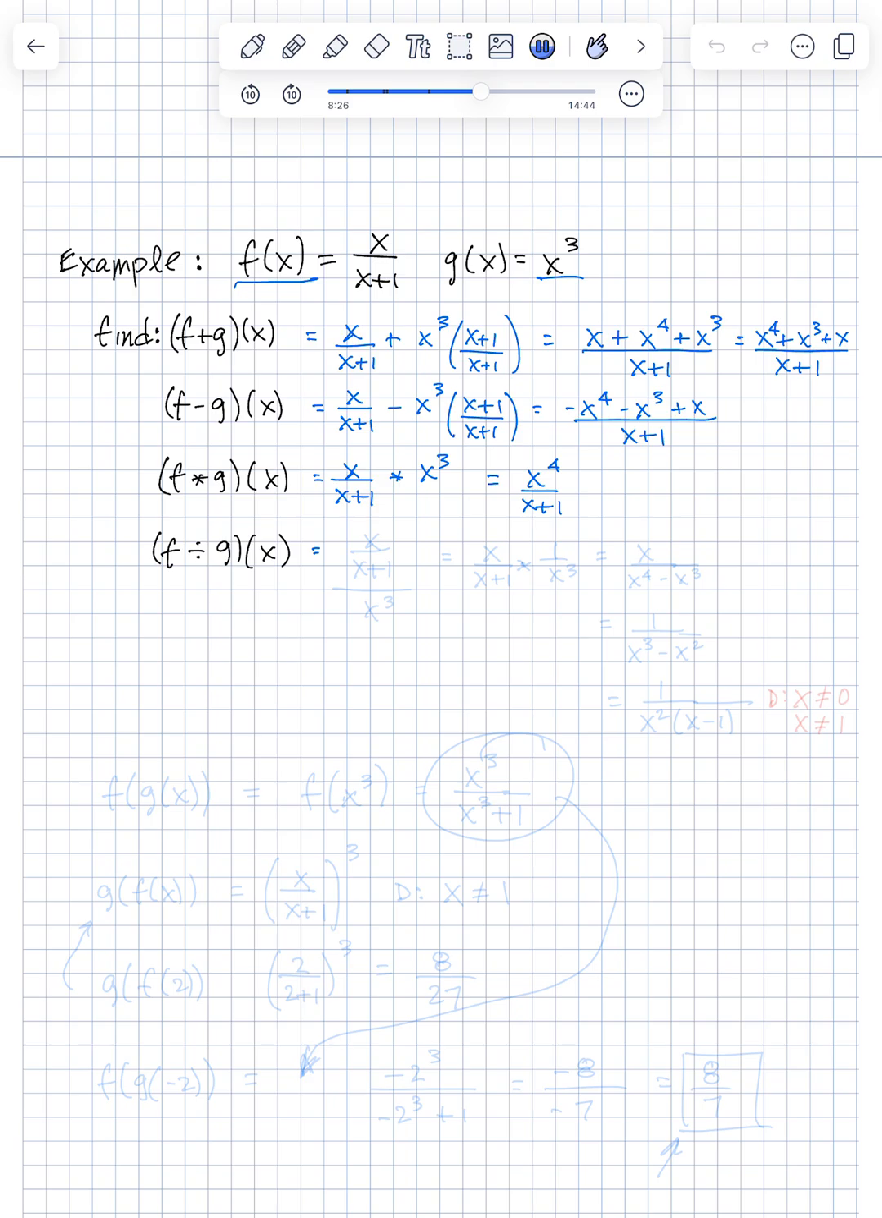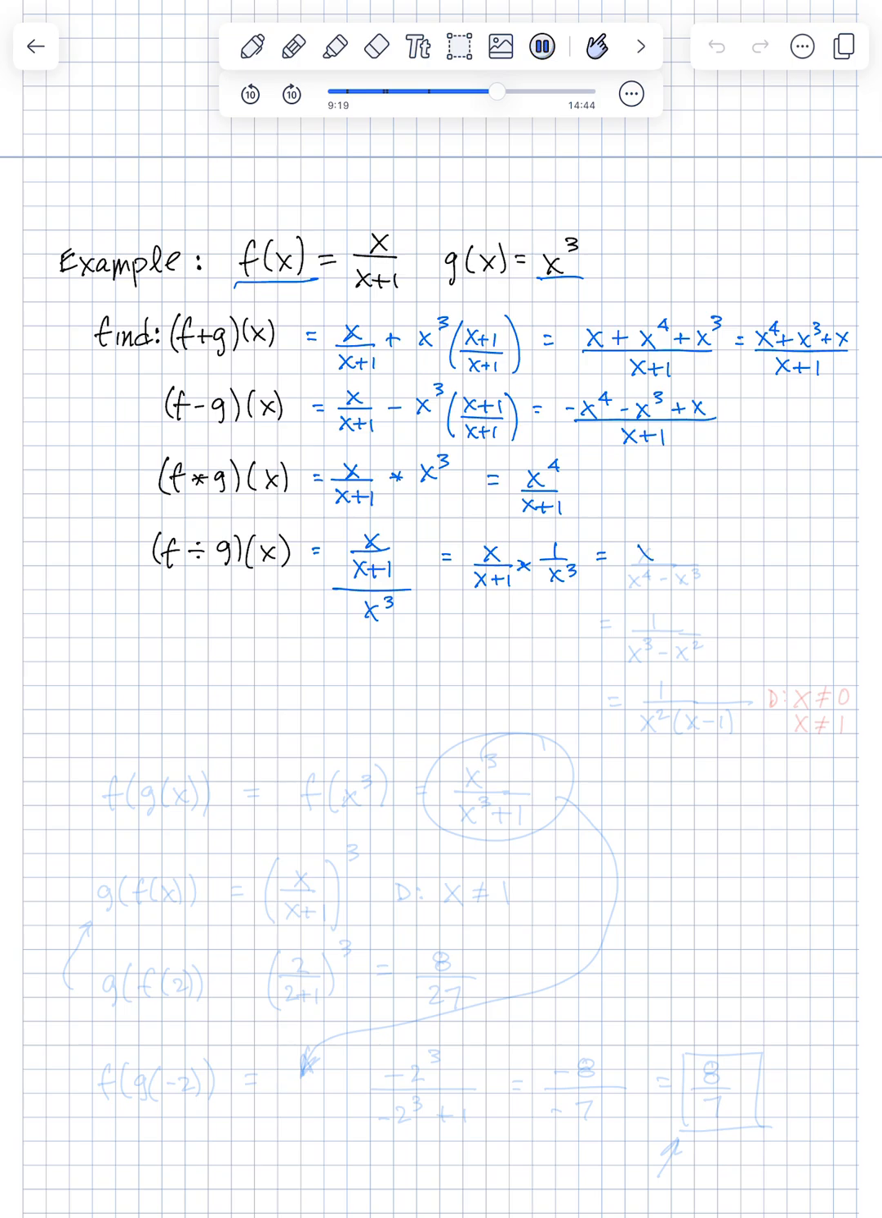All right, so our last one, f divided by g of x. So we have our x over x plus 1 divided by g of x, which is x cubed. So we're dividing fractions, invert and multiply. So this is x over x plus 1 times, oh, we have to invert and multiply, times 1 over x cubed.